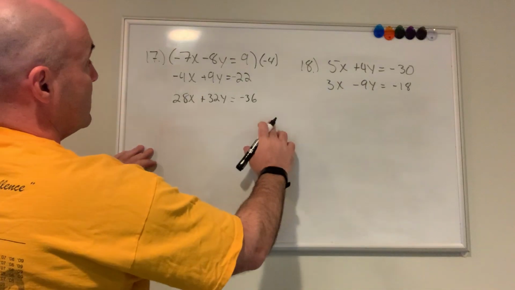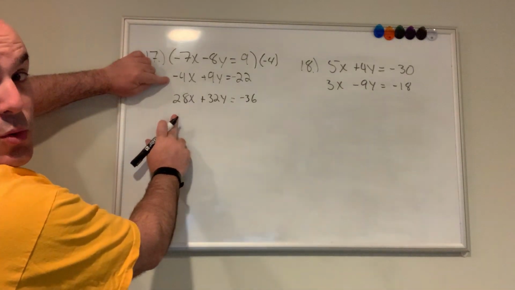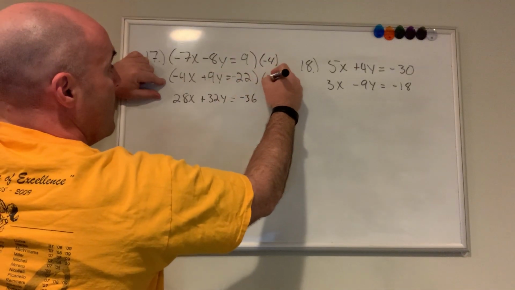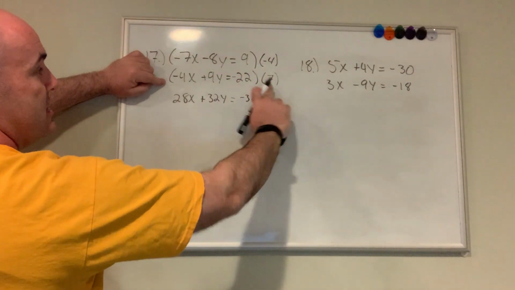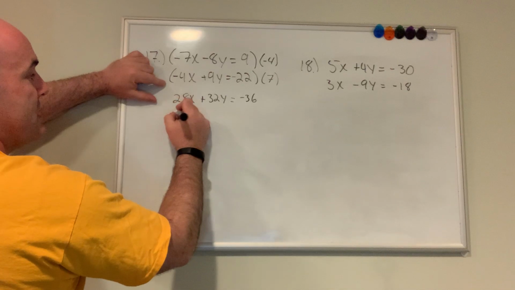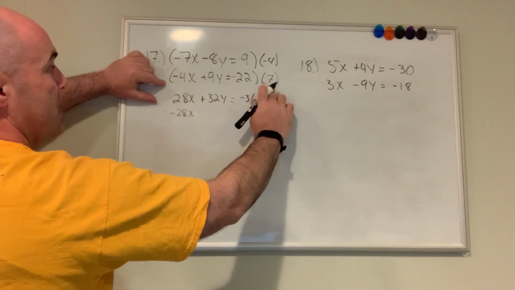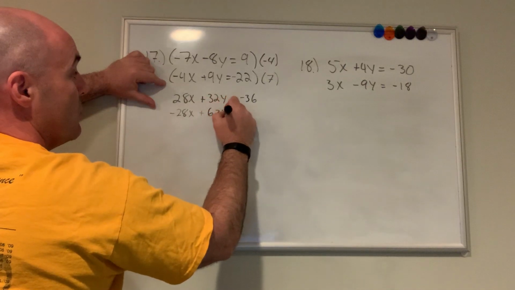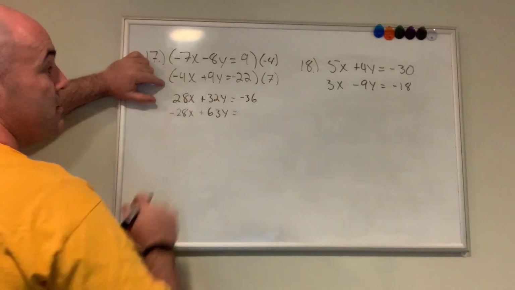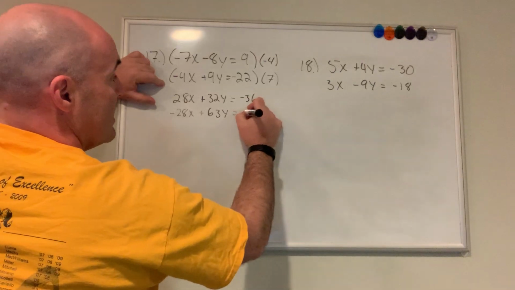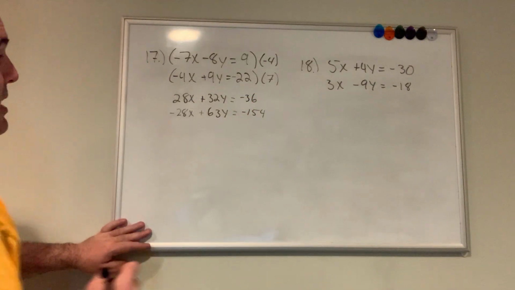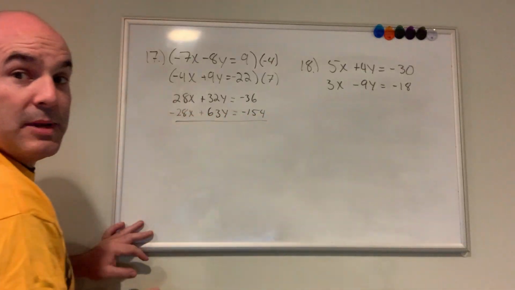Okay, now I'm going to need to get a negative 28 here in order to cancel, so I'll multiply this one by 7. 7 times negative 4x is negative 28x. 7 times 9y, that gives me 63y. And 7 times negative 22 is negative 154. Okay, so now we're set to eliminate.